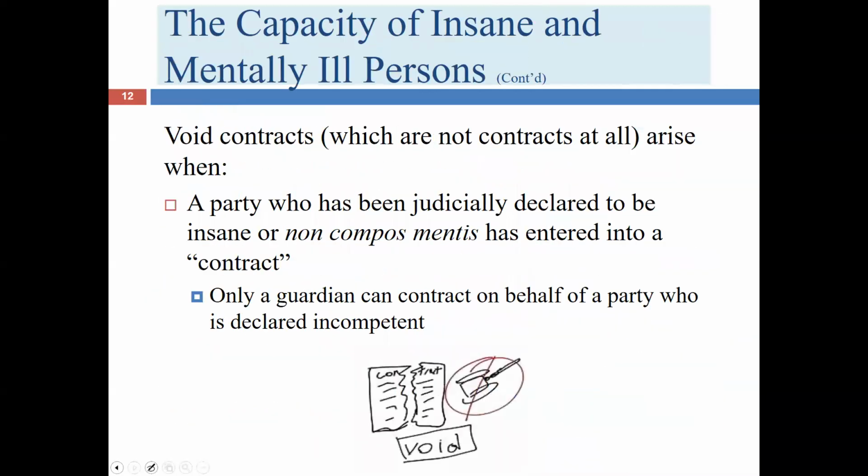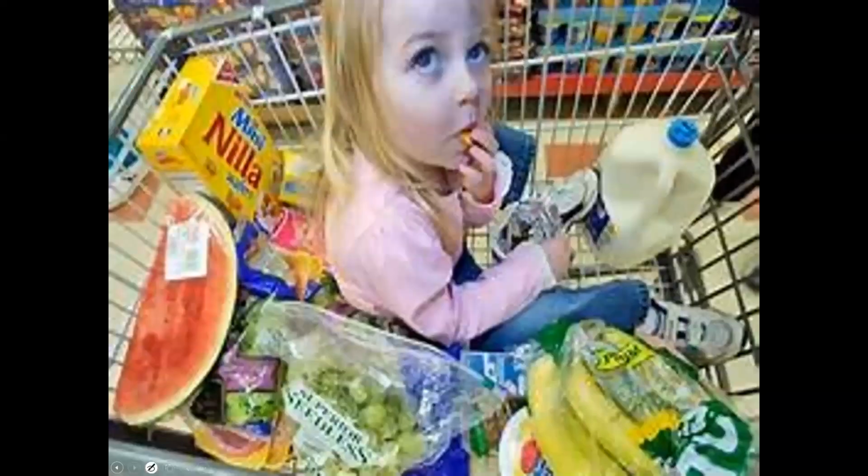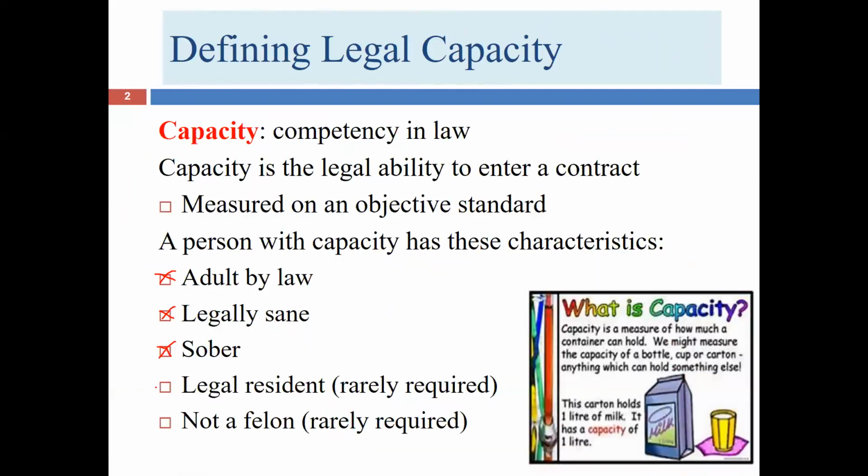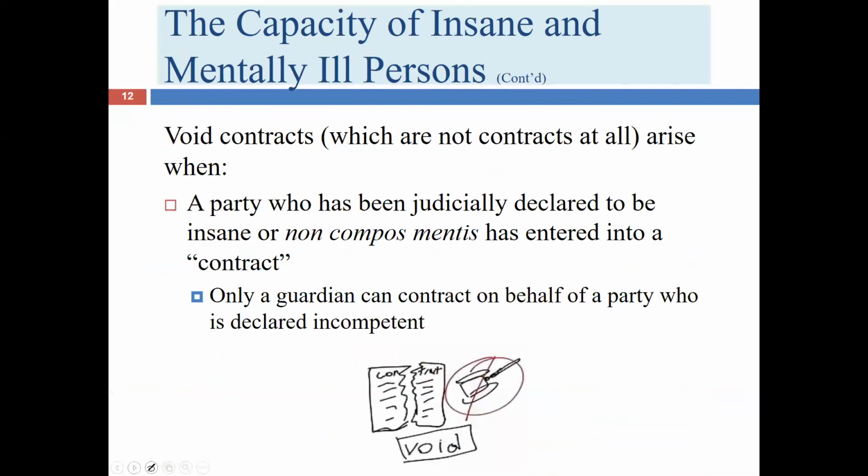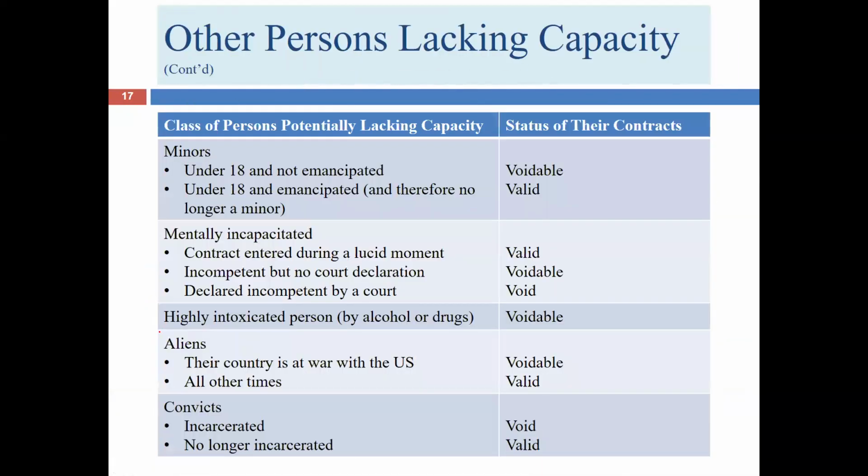Let's go back to our initial slide, and I think we've covered all of our categories. We've now covered that a person has to be an adult by law, has to be legally sane, has to be sober, sometimes has to be a legal resident, and can't be a currently incarcerated felon. So we have a little table here that summarizes what we've been talking about, and hopefully this will be useful. There's only two categories here that we have as void, so let me point those out to you because this can be a source of a little bit of confusion, what's void and what's voidable.